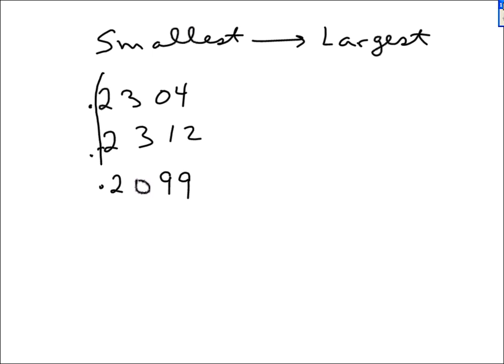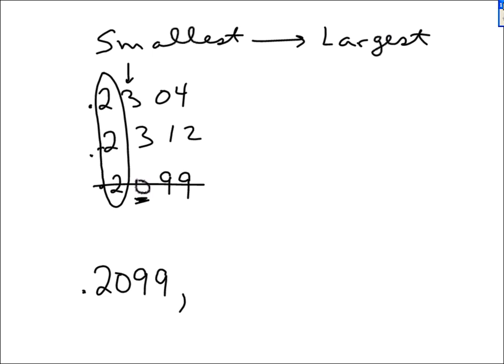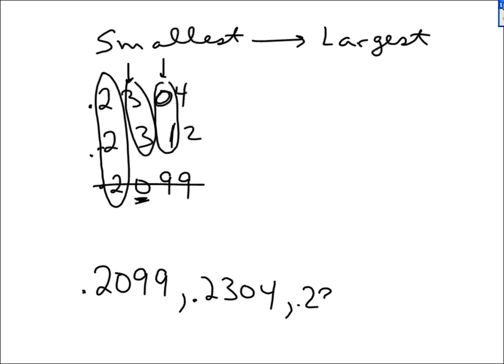The tenths place is a tie between the three. In their next position, 0 is the least. So 0.2099, that's the smallest number. It is now out of the race. The other two, it's a tie. Go to the next position. The 0 is smaller than the 1. That is, the 2304 is the next smallest number, and the largest number is 2312.